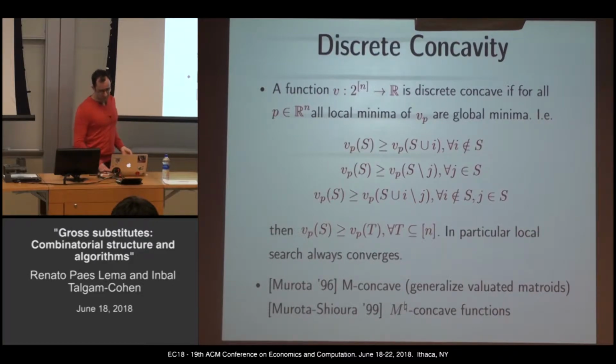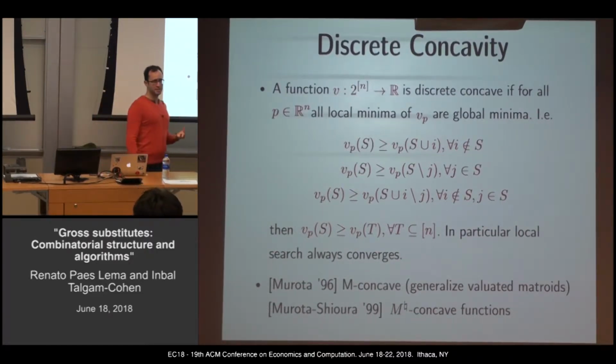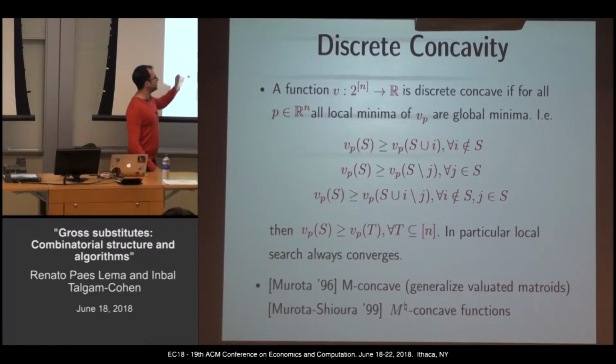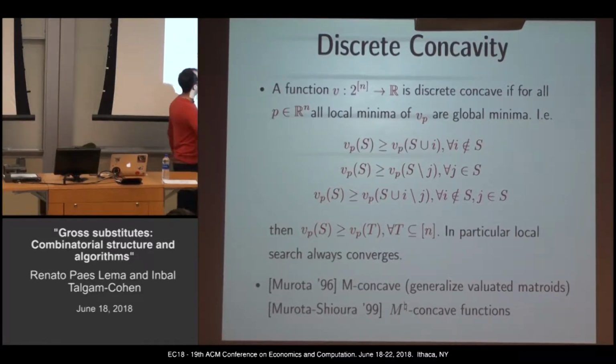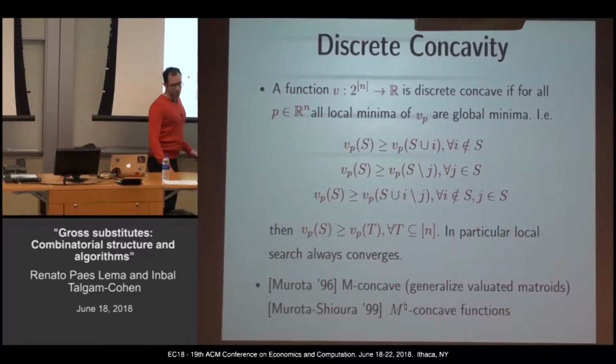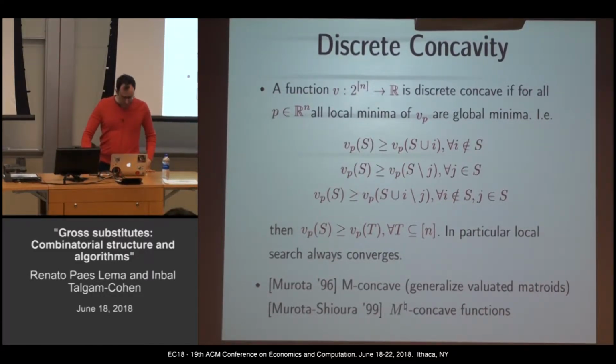You can say that the function is discrete concave if for all vectors p in Rn, the local minima of Vp are exactly the global minima. So it means that if you arrive at some set where you cannot increase the value by adding an element, you cannot increase the value by subtracting an element, and you cannot increase the value by swapping an element that's in for an element that's out, then that's the optimal set. So that's the definition of discrete concave functions.